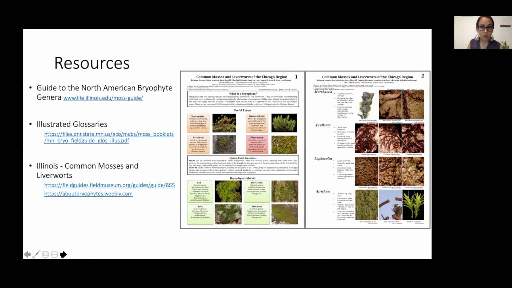There is also a guide to the mosses and liverworts of Illinois. There are posters, and here it tells you useful terms. For example, what is a sporophyte, what is the gametophyte, what are acrocarp and pleurocarp, and then how to look for them, where they live, and some common species. So these are free resources that are online.